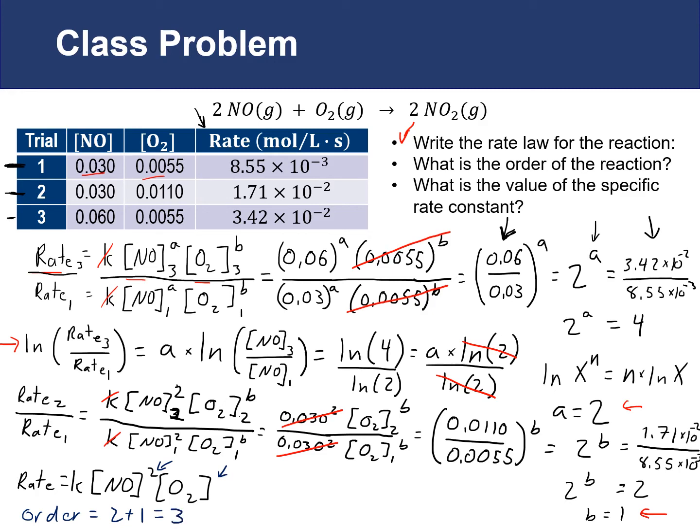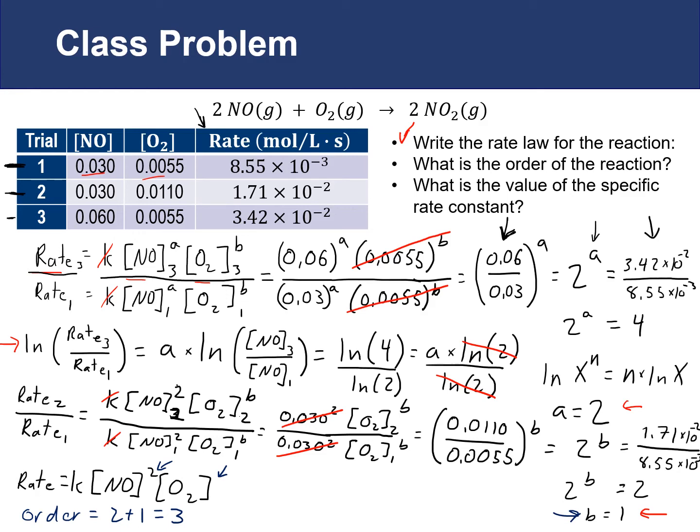This is second order with respect to NO, first order with respect to O2, right? That's what the exponents are. The 2 goes with the NO, so it's second order with respect to NO. For the O2, the oxygen, we figured out that our b value was 1, and so it is first order, or a 1, with respect to the O2. Third order overall, second order with respect to NO, first order with respect to O2.